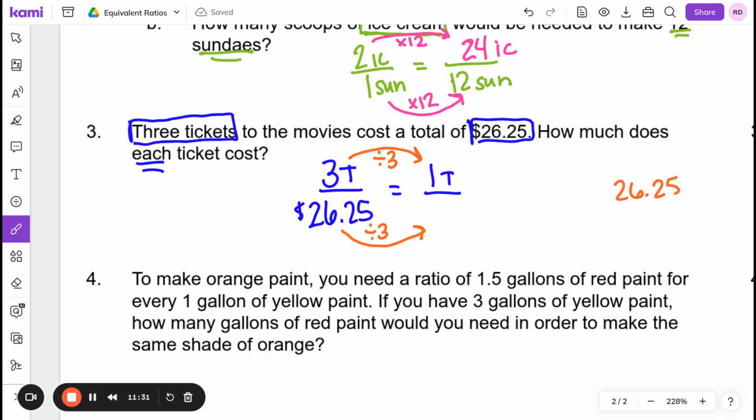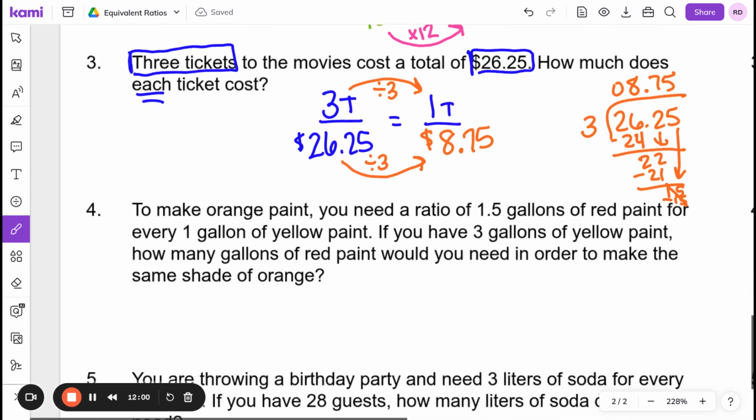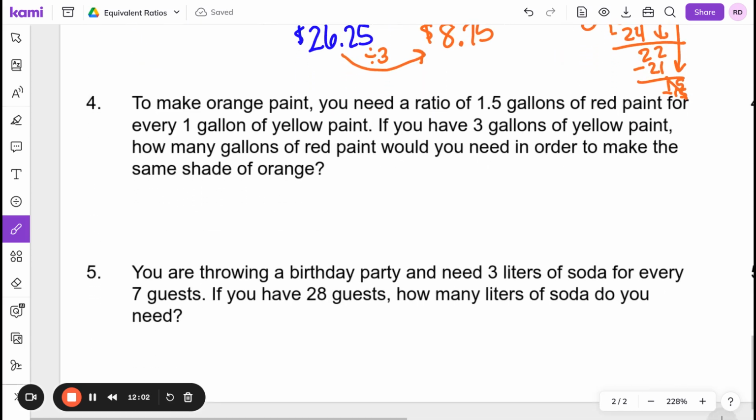So $26.25 divided by 3. So that's a 0. And then an 8. So 26 minus 24. Now I have 22 times 7 minus 21. Now I have 15. That's 5. And we're done. So each ticket costs $8.75. Seems like a good deal. 2 to go.